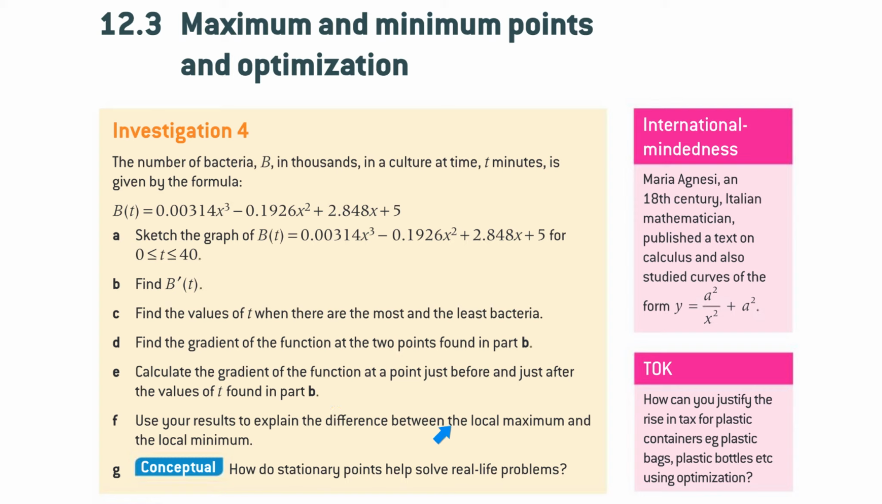Use your results to explain the difference between the local maximum and the local minimum. Okay, so we said that if it's a local maximum, then a positive slope changes to a negative slope, so we recognize it as a maximum.